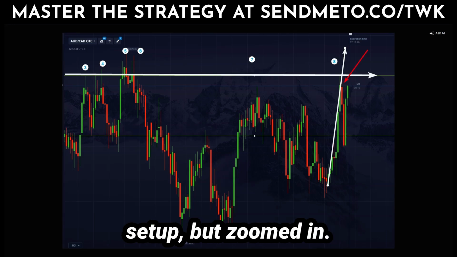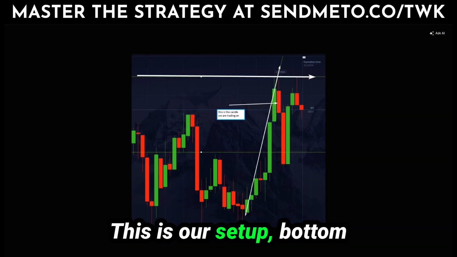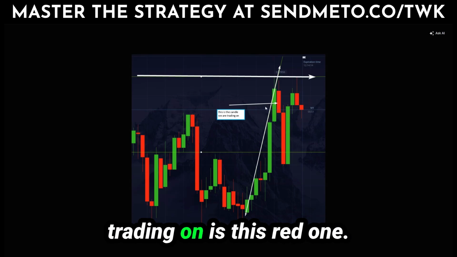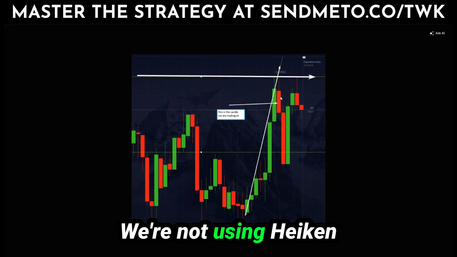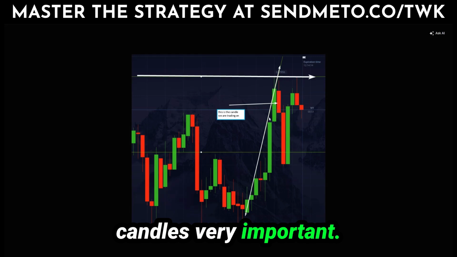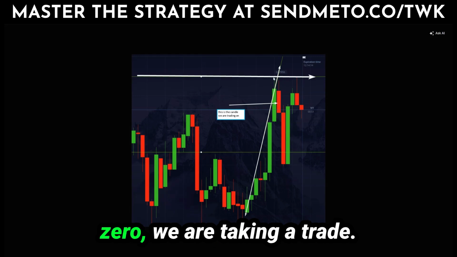It's the same exact setup, but zoomed in. This is our setup, bottom left to top right. And then the candle we're trading on is this red one. We're not using Heikin Ashi candles. We are using 1 minute classic candles. Very important: when this green one hits 0, we are taking a trade.